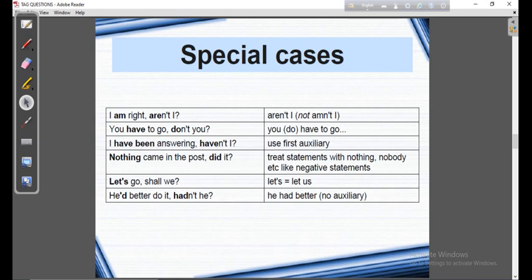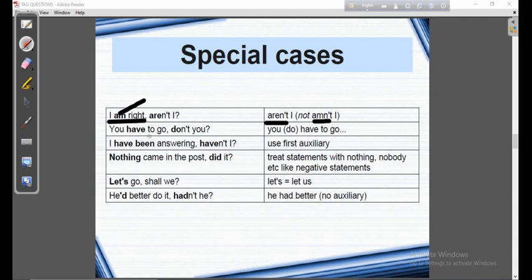Suppose I am right. I'm right. Here the statement is positive, and that is why it will take a negative tag. Am not. You may think that it should be amn't, like other auxiliary verbs, but remember, it's not amn't. It's aren't. I'm right. Aren't I? You may write ain't in American English, okay? But here in British English, it's aren't. So I'm right. Aren't I?